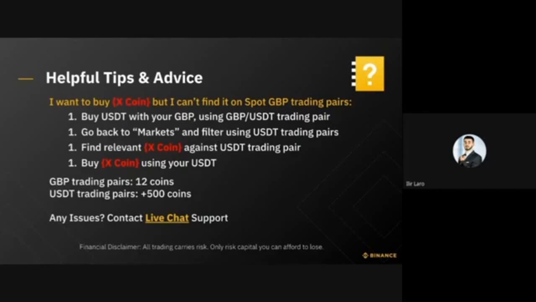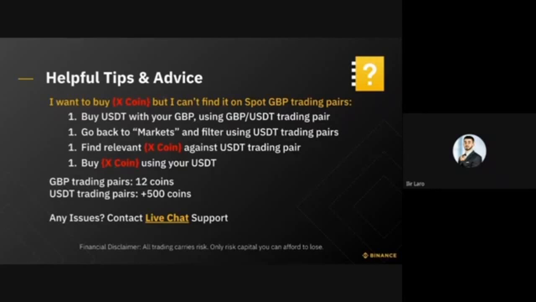So it's essentially you're just taking an extra step to buy that coin. And then it's the same going backwards if you want to sell the coin. If there is no respective GBP trading pair for that coin, you have to sell to USDT, and then you then sell USDT to GBP. So it's essentially an extra step.